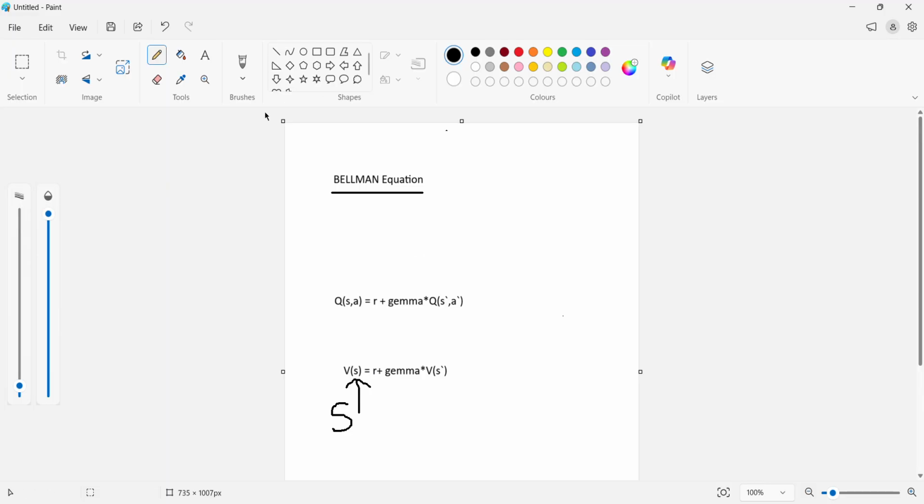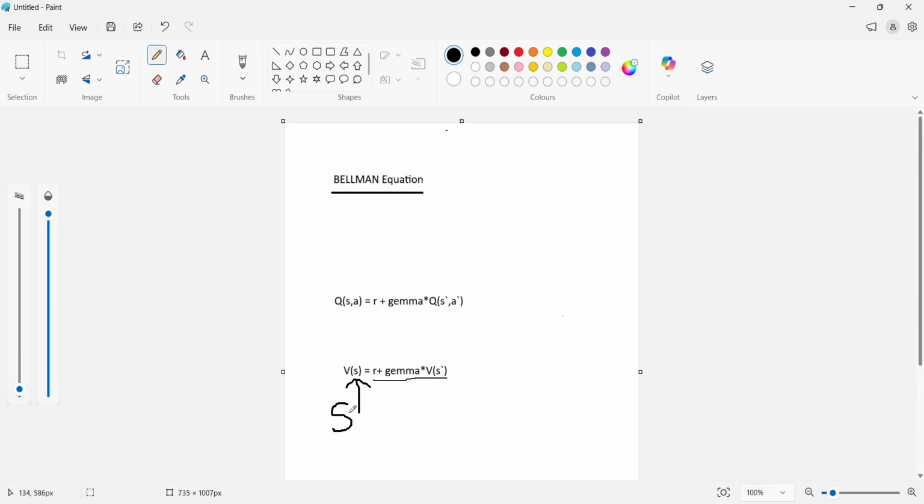Basically, the state value function is going to give us the value of a state, that is, how good it is to be in this state. So we pass the state into the state value function. Now on the right side, you see this thing. What is this thing? This is R, that old friend of ours.